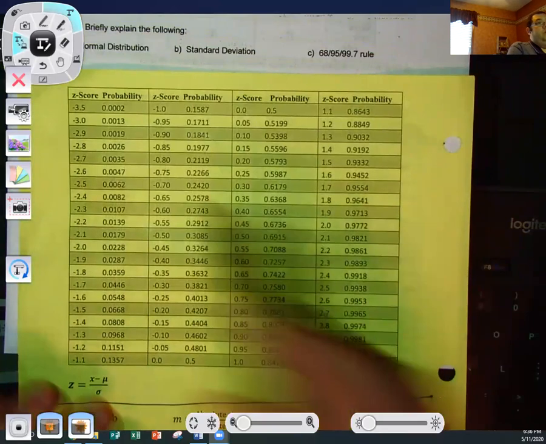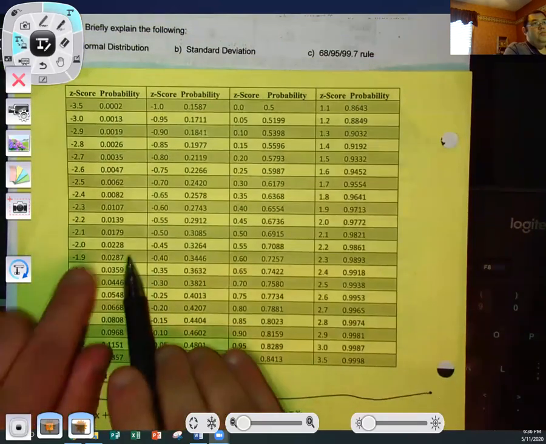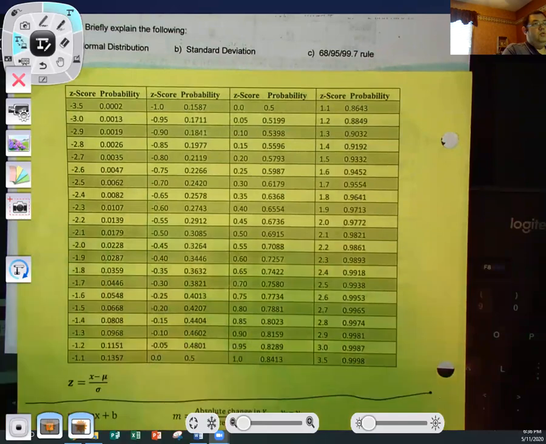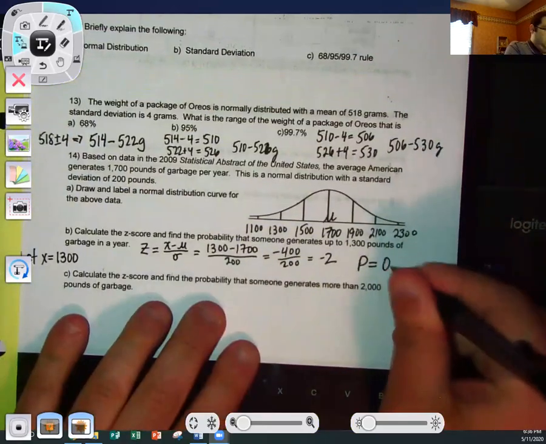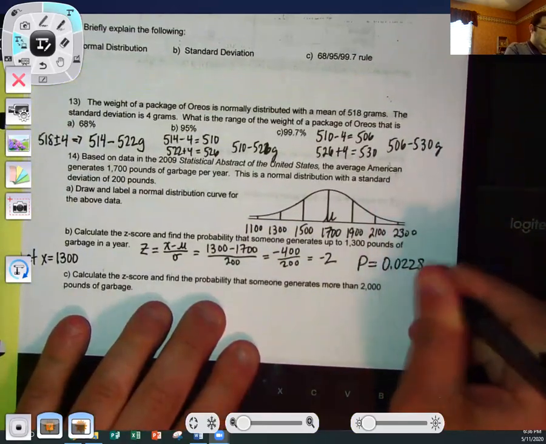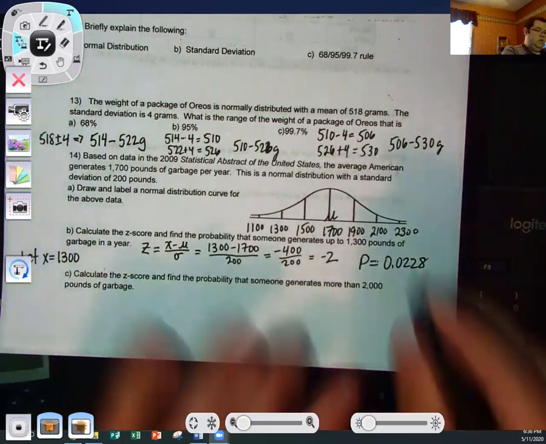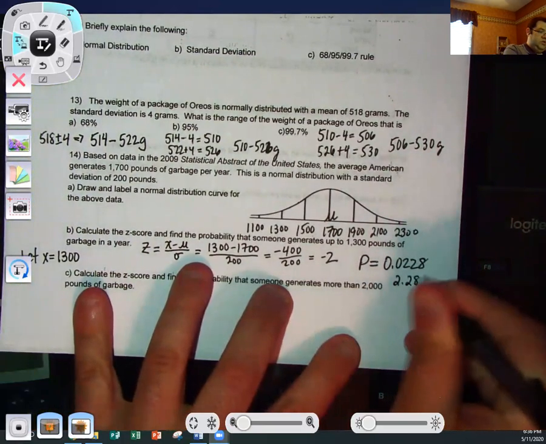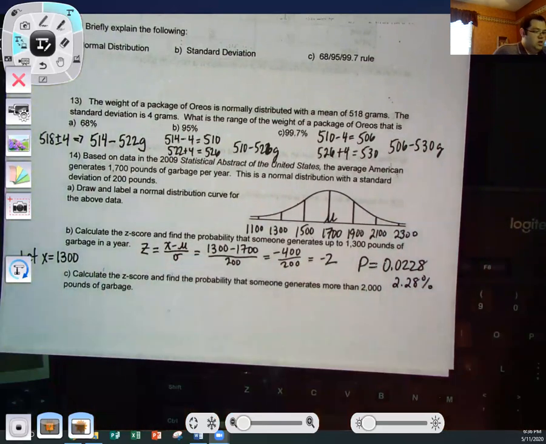So then we go on our chart on the back, we go to a z-score of negative 2, and that is 0.0228, or 2.28%. So the probability is 0.0228. That means that there is a 2.28% probability of someone that generates up to 1,300 pounds of garbage in a year.